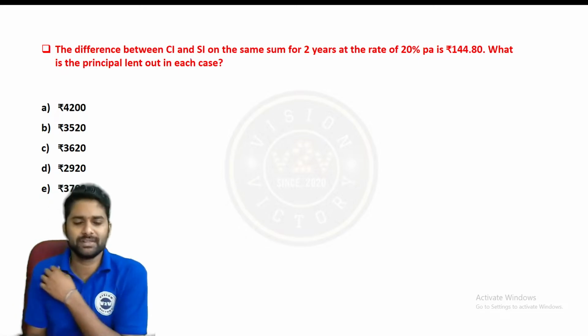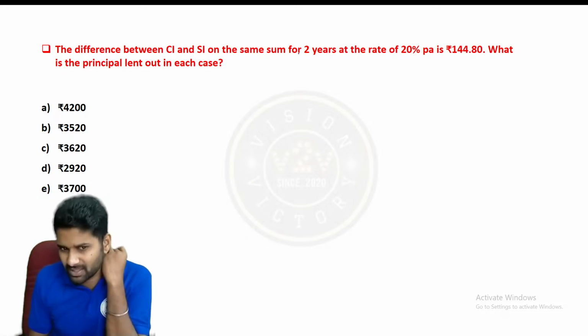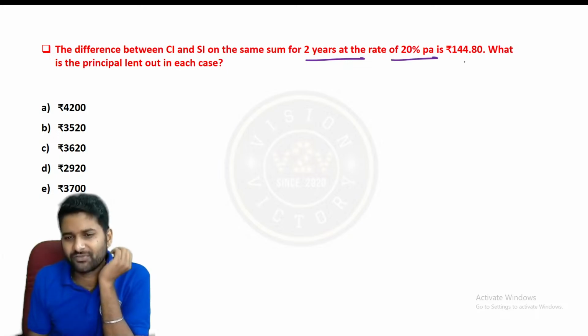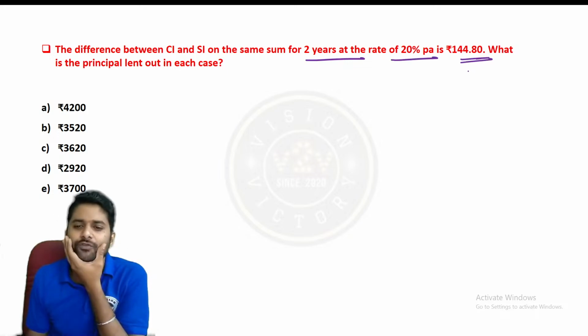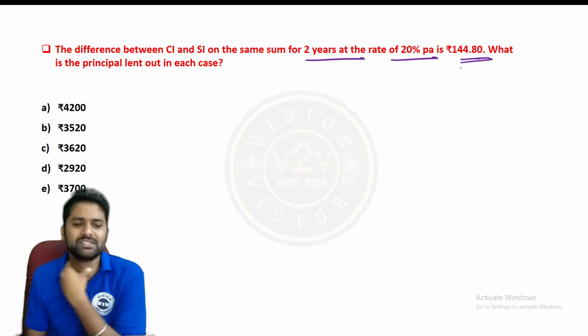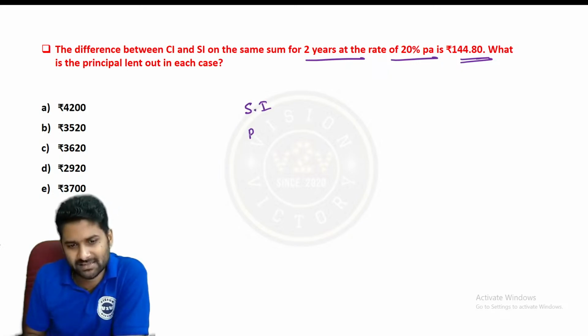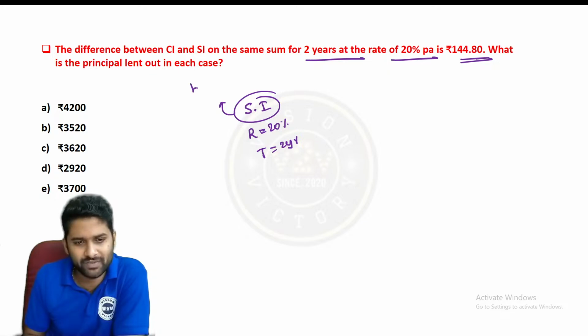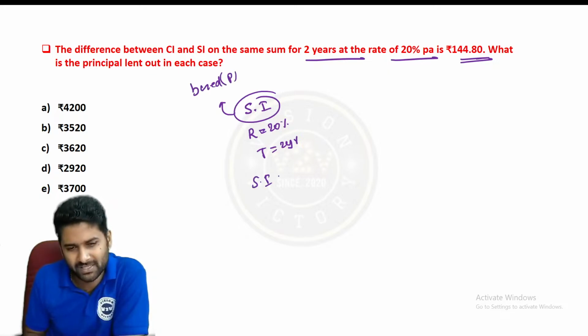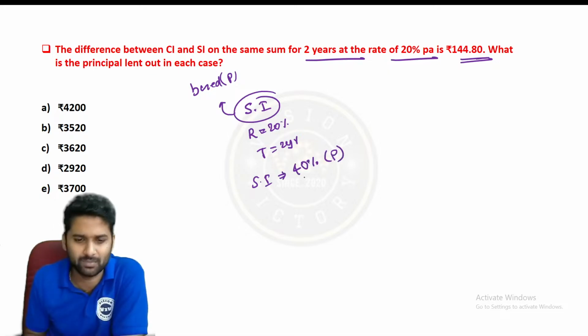So see this question. The difference between compound interest and simple interest on the same sum for 2 years at the rate of 20% per annum is 144. What is the principal lent out in each case? Guys, if it is a simple interest concept, the time period is 2 years. Remember that, interest is always based on the principal only. So here simple interest will be exactly equal to 40% of the principal amount.